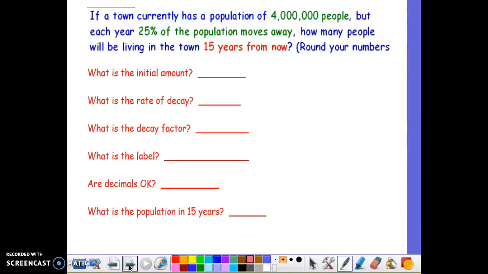So, in this problem, it says a town currently has a population of 4 million people. But each year 25% of the population moves away. How many people will be living in the town 15 years from now? So first off, what is the initial amount? Well, we start with 4 million people.